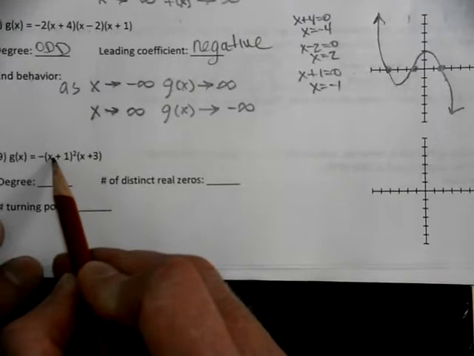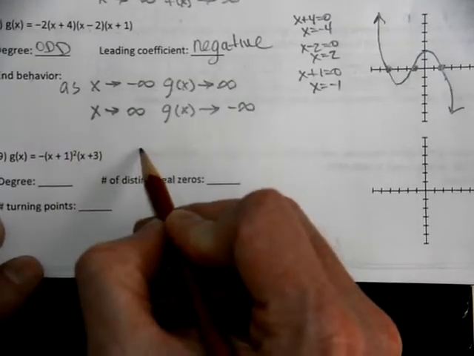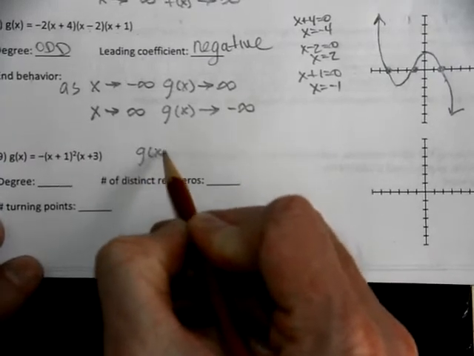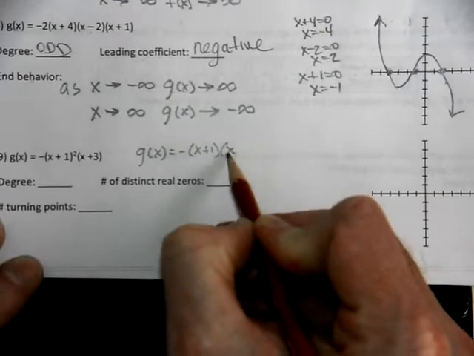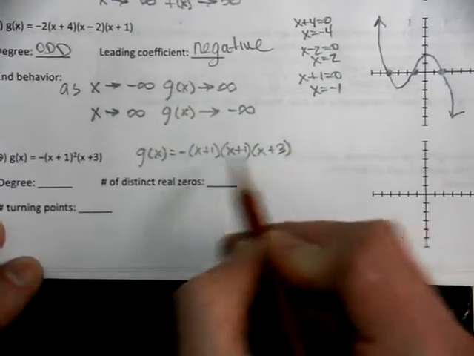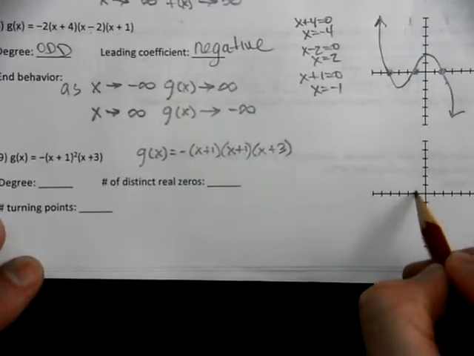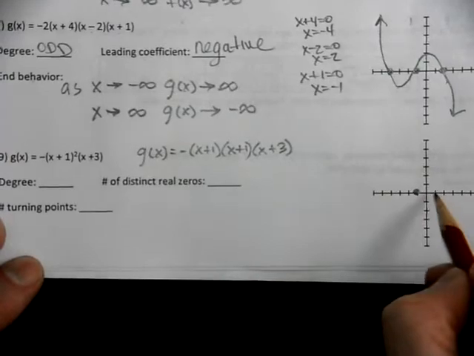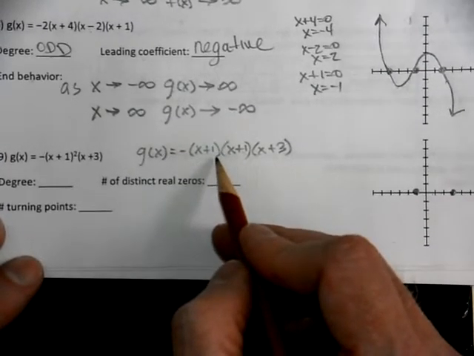Here we have x plus 1 squared, so that makes it a double 0. We could rewrite that if we like. X plus 1, x plus 1, and then x plus 3. So we know that there's a double 0 at negative 1. We have a 0 at positive 3. We know it's going to bounce at that location.